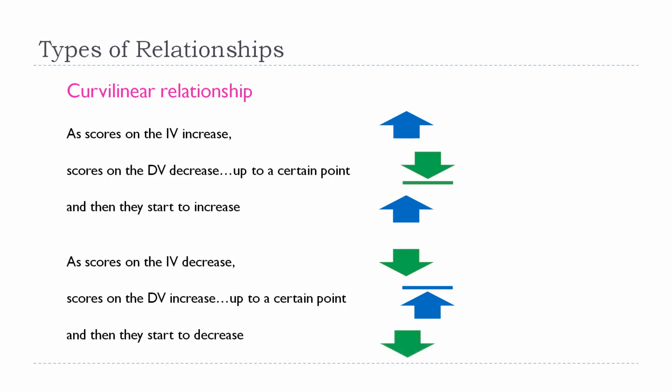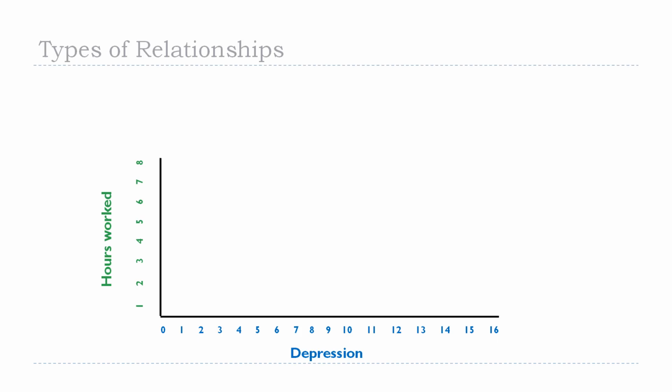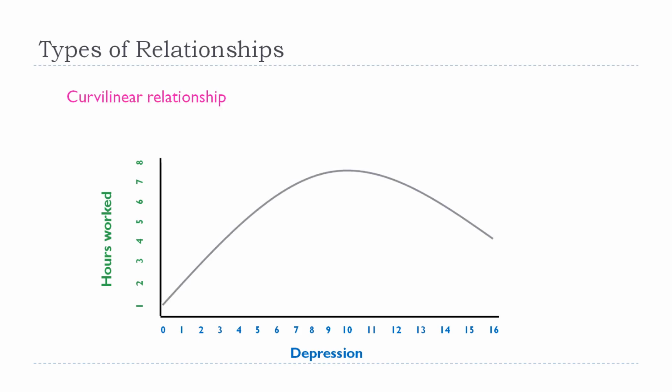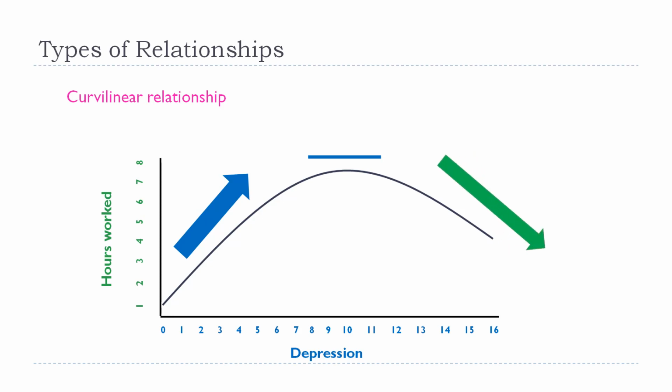Sadly, I couldn't find a picture of Probst with curvilinear arms, so you're just going to have to go off of the graph. So what would that look like in terms of a curvilinear relationship? Something like this. So we put it into words: what does this curved line tell us? It says that as depression is increasing, the hours worked also increases, but only up to a certain point, and then it starts to go down again. So this is one of the types of curves that can happen.